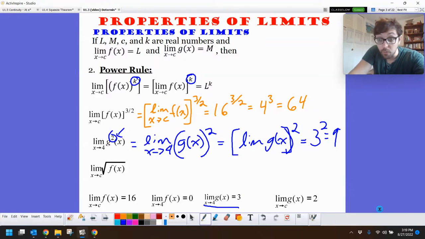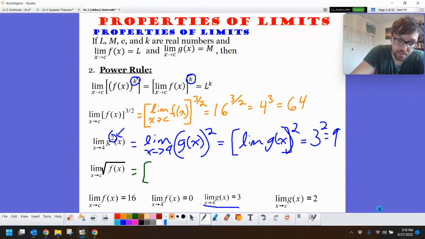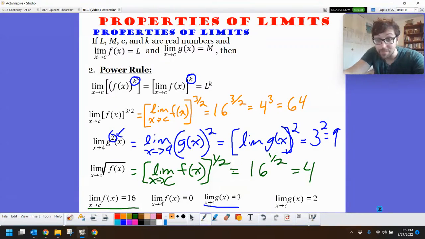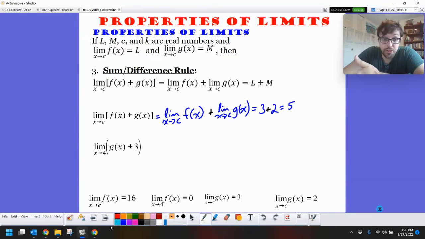Nice. It even works with square roots because square roots are just a 1/2 exponent. So this is the limit of f of x to the 1/2, as x is approaching c. As we can see down here, that's 16. So this is just 16 to the 1/2, which is the square root of 16, which is 4. And that's my limit.